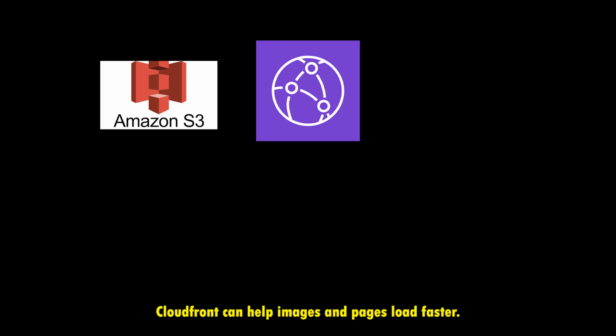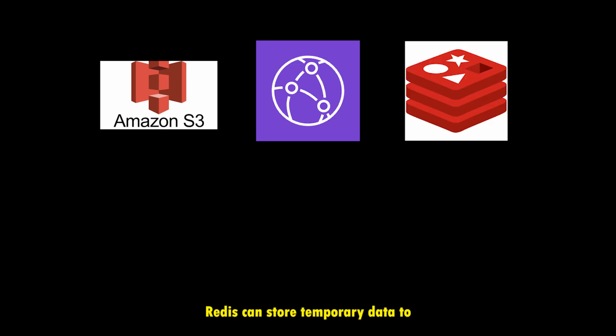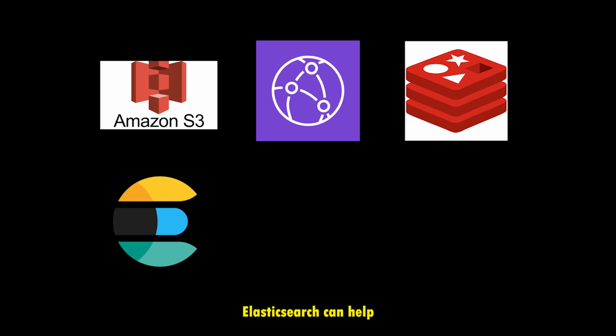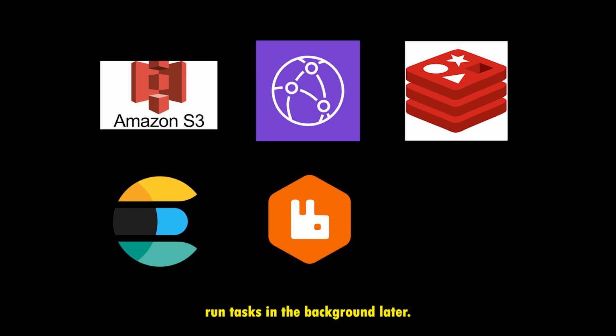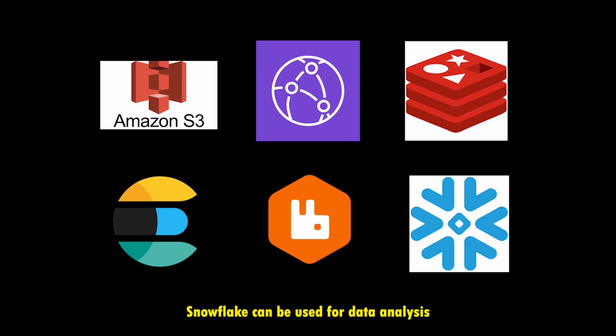As a website grows, it may need more tools. For example, AWS S3 can store images and files like book cover images. CloudFront can help images and pages load faster. Redis can store temporary data to improve speed. Elasticsearch can help with fast text search like searching books by title. RabbitMQ can help run tasks in the background later. Snowflake can be used for data analysis instead of using the main database.